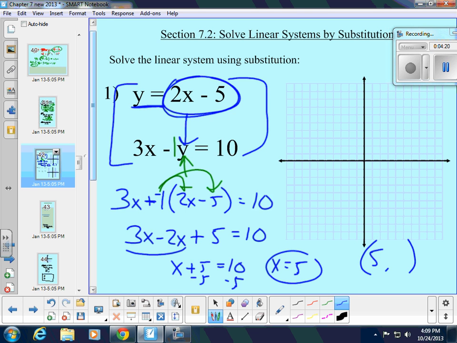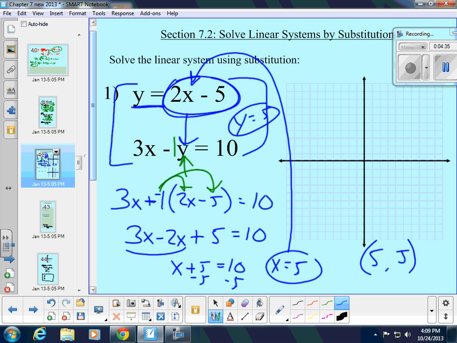Again, you can plug it into either equation. It won't matter. But it looks like the top one might be a little easier. All I have to do is take 2 times 5, which is 10, and minus 5 from that, so I'm getting y equals 5 for my y coordinate as well.